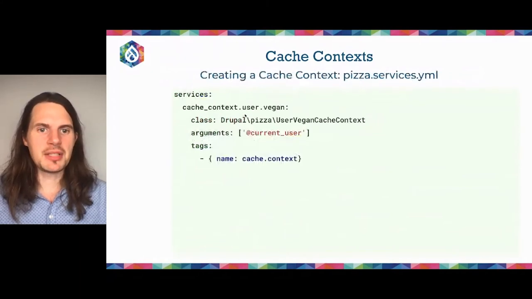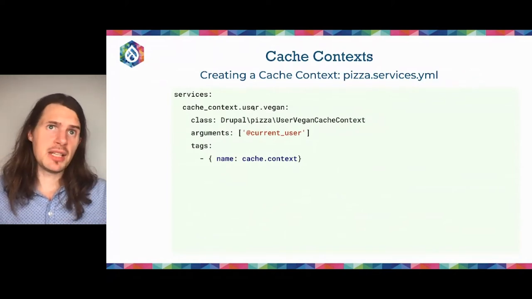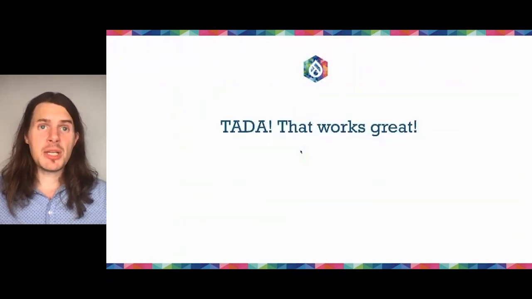And then we just set it as a service. So we add, and this name is very important, cache context.user.vision. So this is our name for the cache context. And it's also important that it's part of user, because we have a cache context hierarchy. So whenever you do something that depends on the user, it's important to use this user naming scheme for something that comes way later. Then you just add the tag, name, cache context, and that's it. This is how we create our cache context in our cache edu.service HTML or pizza. Ta-da! Works great. Perfect.